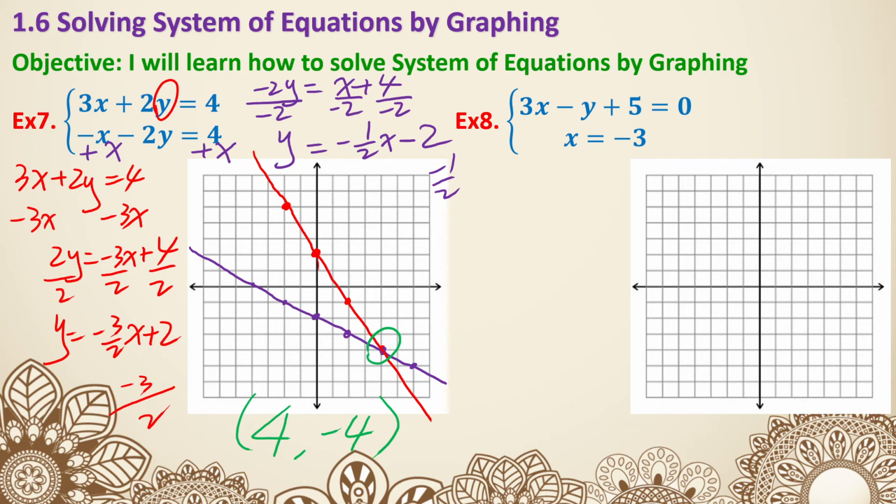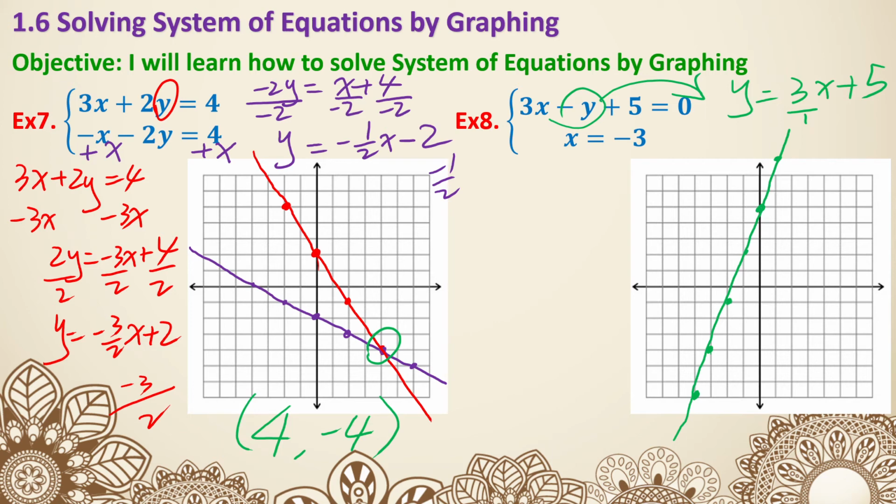Number 8. Solve for y, so I'm going to move y to the other side. So y equals 3x plus 5, or 3 over 1x plus 5. The intercept is at 5. Up 3 over 1, or down 3 left 1. We can get more points. Connect them. Add my line right there for the first one.